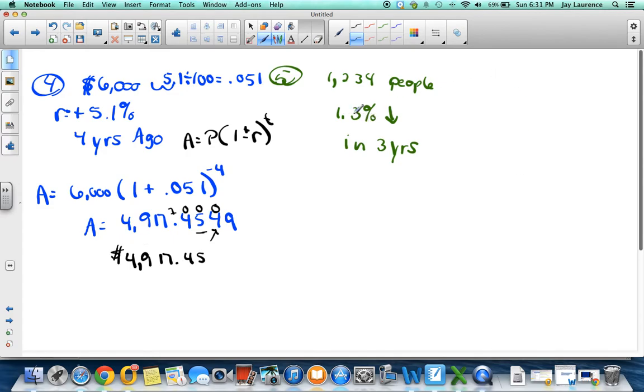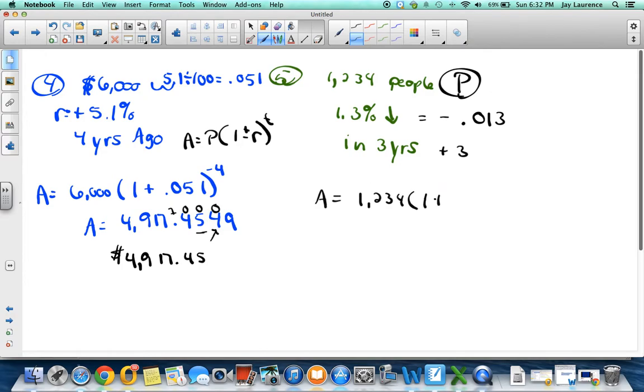Now problem 5 talks about population, and they say there's 1,234 people. That's my P, right? Principal. It's been decreasing at a rate of 1.3%. Well, that'll be a minus 0.013. And I want to know how many people there will be in 3 years. Well, that's a positive 3. Okay, so when I go to set this one up, it's going to set up very much the same way.